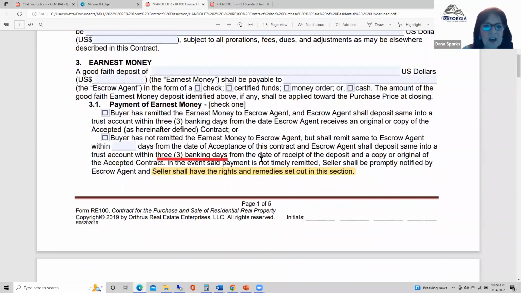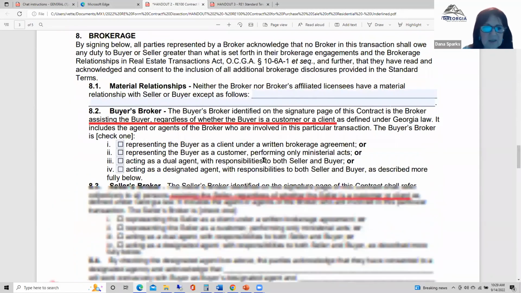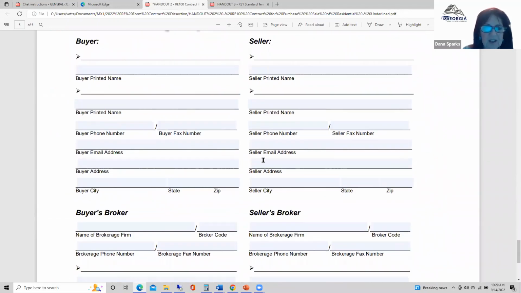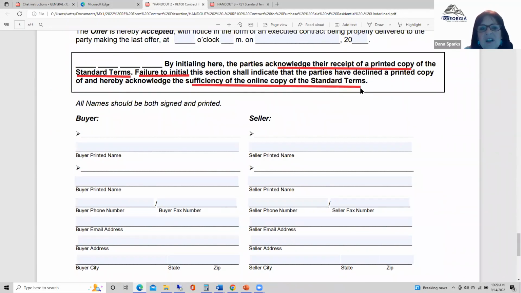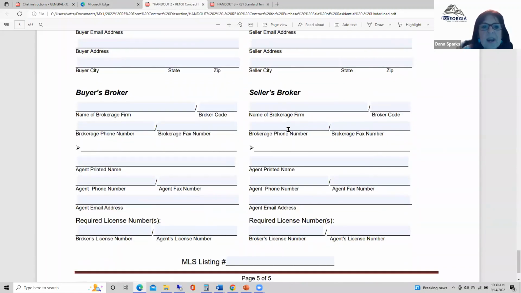Now, I'm back on the contract. I'm making y'all dizzy by scrolling so fast, so I apologize for that. I'm on the signature page of the contract. We've got a place for the buyer to sign. We've got a place for the seller to sign. We have a place for the buyer's broker to sign. We have a place for the seller's broker to sign. Where do you see a place for a closing attorney to sign the contract? The answer is nowhere. There is nowhere for a closing attorney to sign the contract.